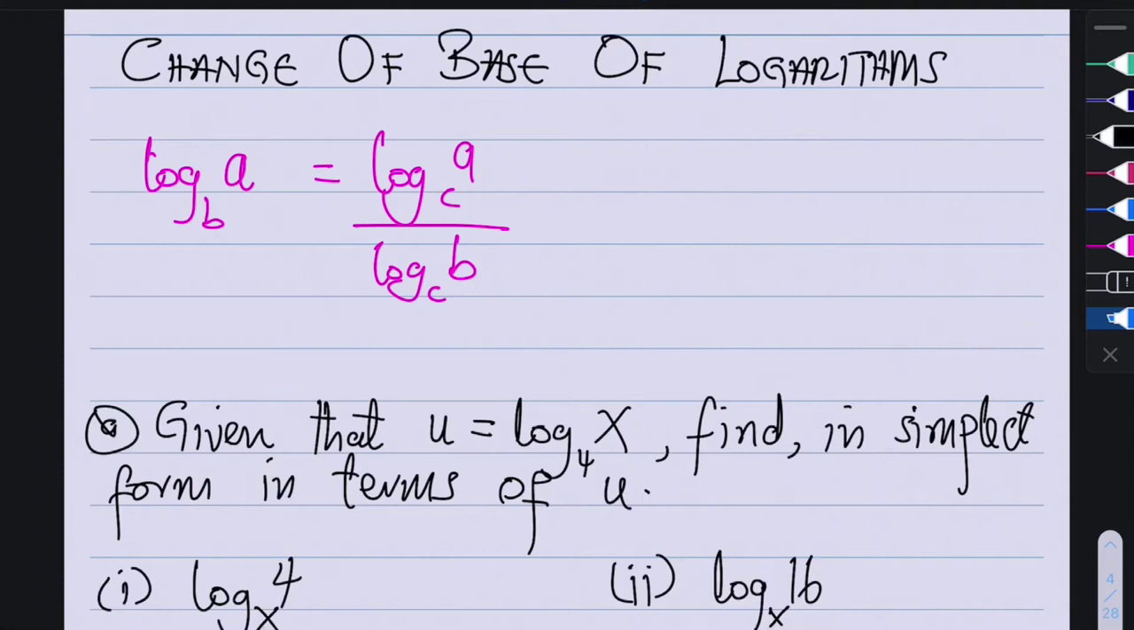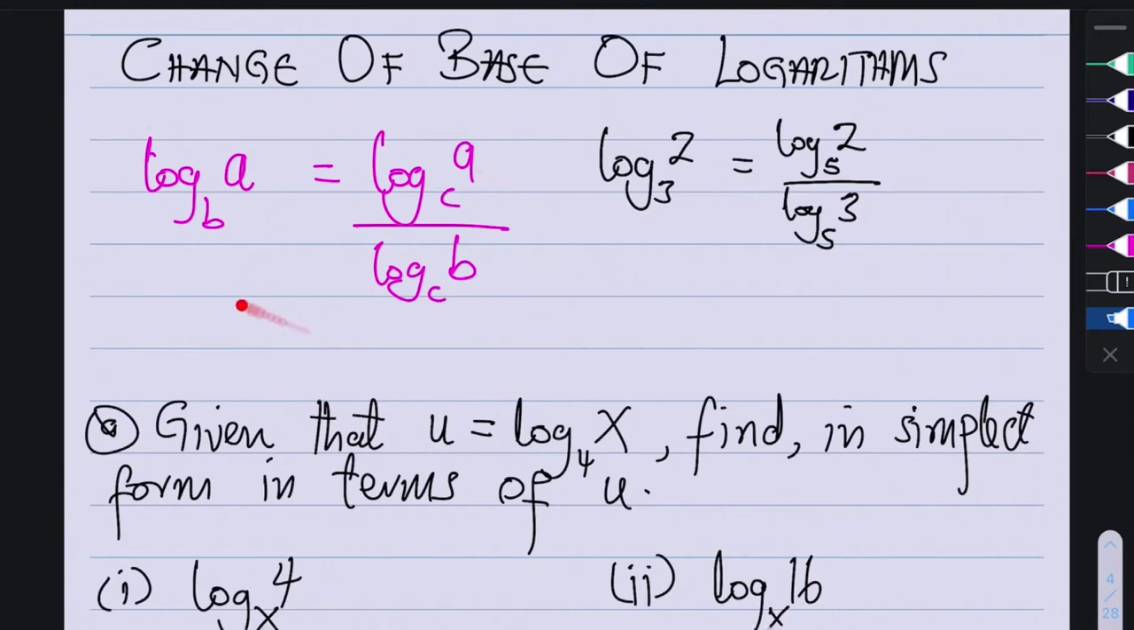So for example, if I have log 2 base 3 and I want to change this particular logarithm to be in, say, base 5, then I'm going to have log 2 base 5 divided by log 3 base 5. So basically that is what this rule is trying to say: if you don't like the base, you can change it and write it in this particular form. All right, now how do we apply this knowledge to problems?